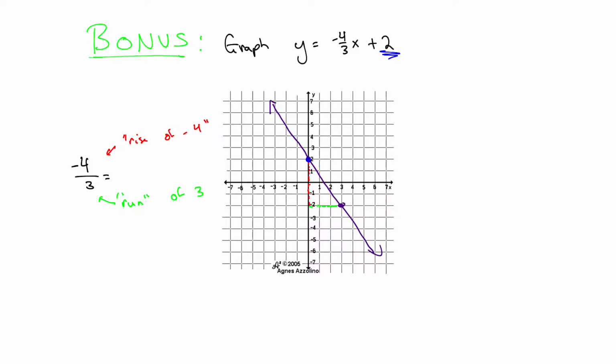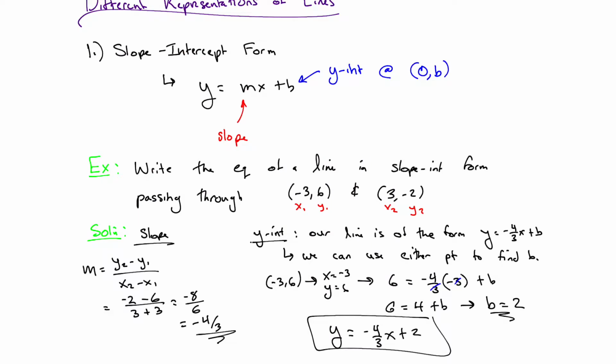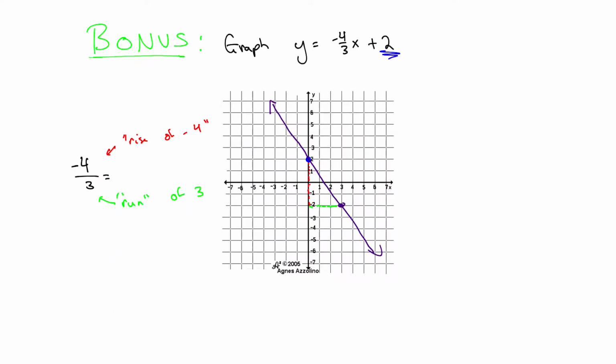Now my graph isn't perfect, but look at this. Our 2 points were negative 3 comma 6 and 3 comma negative 2. Negative 3 comma 6, I basically got it. And 3 comma negative 2, boom. We had both of them. Pretty cool. So that's one way you can do it.